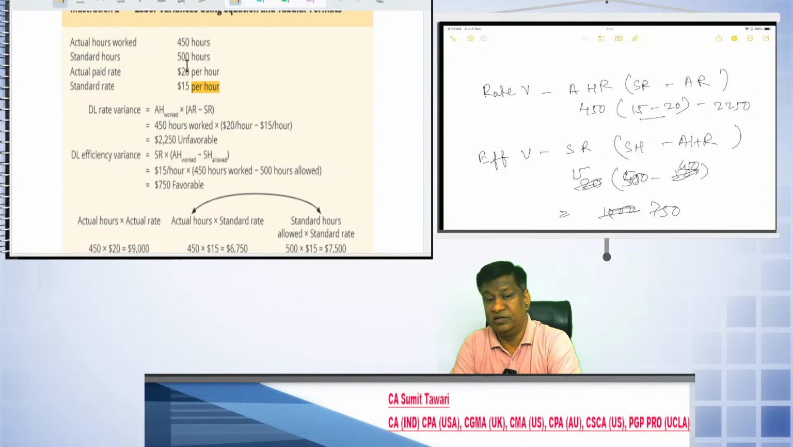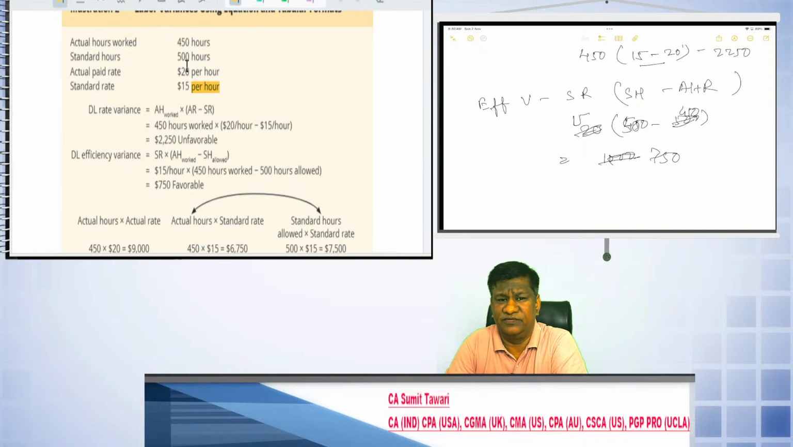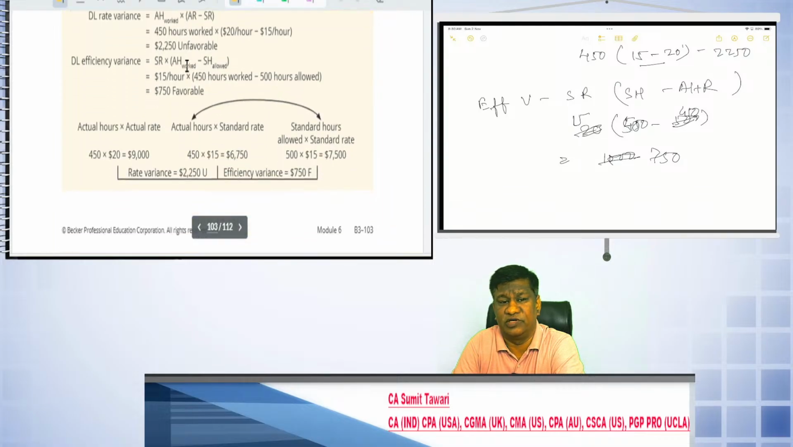Are you able to get it? So you just need to keep in mind the formula basically. When you are calculating the rate or price variances, you need to start with a common factor, actual quantity, and then standard rate minus actual rate. And when you are calculating the efficiency or usage variances, you need to start with the standard rate or standard price, and then the difference in quantity: standard quantity minus actual quantity.